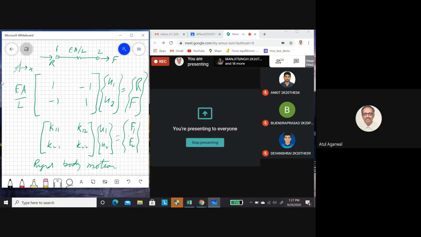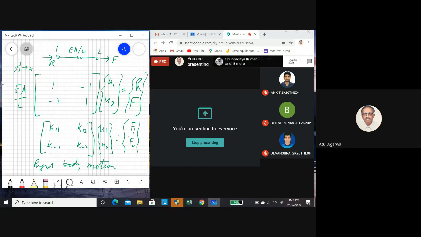Suppose you have a rigid body motion in one direction. How many degrees of freedom are there? One. Yes, sir. It can have a translation in one direction. So degree of freedom is only one. So it's a case of pure translation.